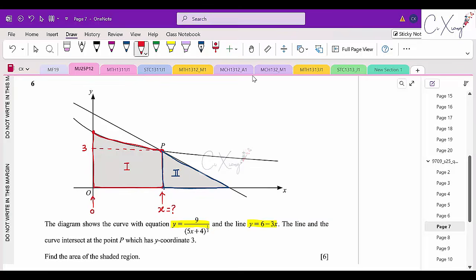Okay, so let us start. First of all, we want to find the x coordinate. We know that the y coordinate is 3. And what is the x coordinate when y equals 3? You can substitute your y into the linear equation, it's easier. So I have 3 equals 6 minus 3x. 3x equals 3, so x equals 1. So this value is 1.